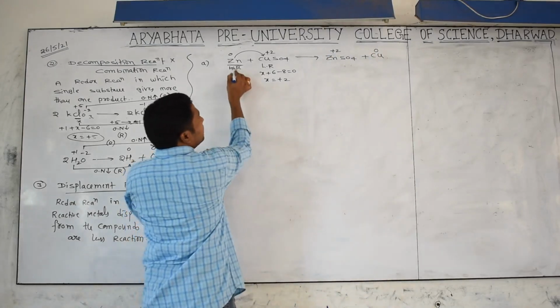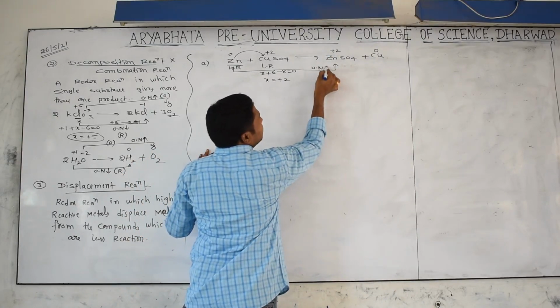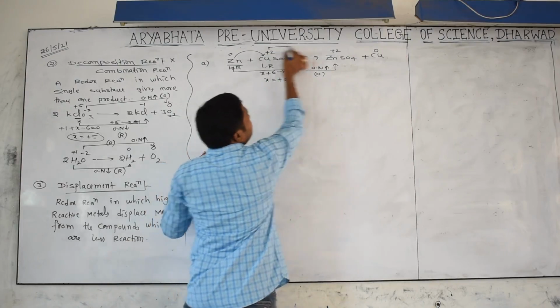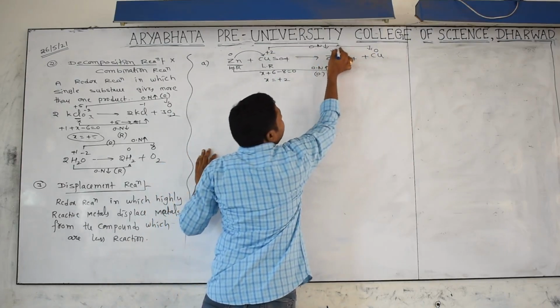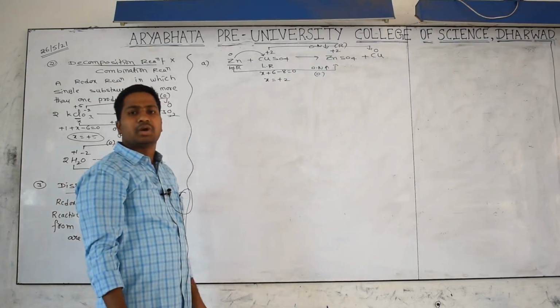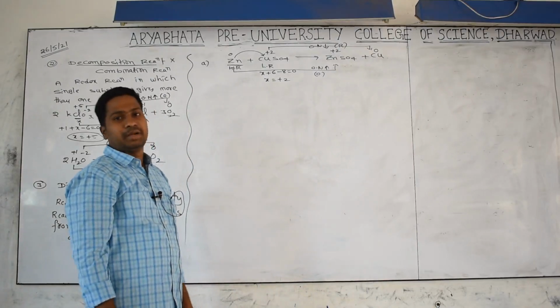What is happening here? Zinc oxidation number is increasing. Oxidation number increasing means oxidation. And here +2 to 0 means the oxidation number is decreasing. Oxidation number decreasing is called reduction. Yes, it is a redox reaction. In this, replacement is happening. That's why it is called a displacement reaction.